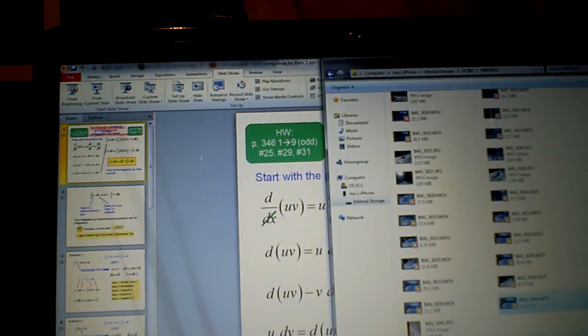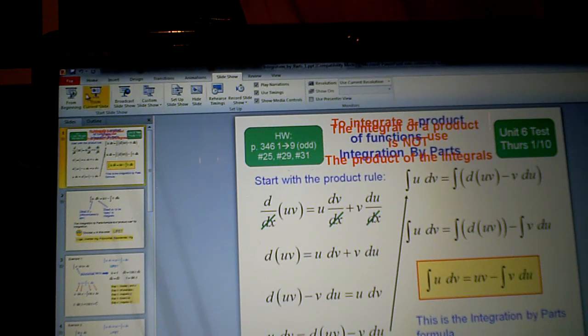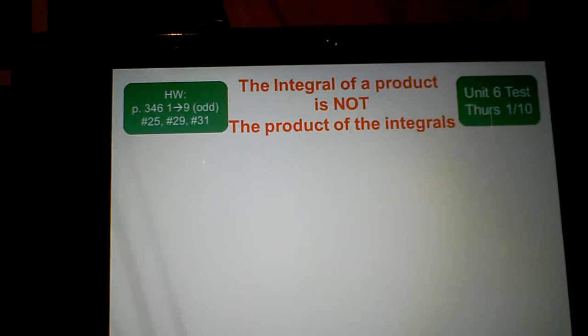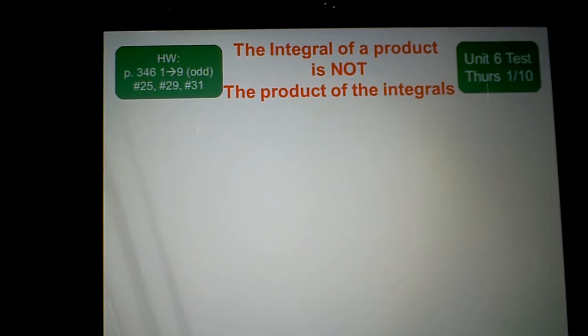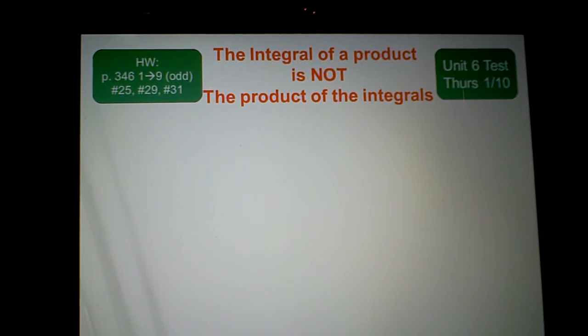So I hope you got to go out and have some fun today as well. But it is time for integration by parts. As I told you in the email, you will have a book assignment for tonight. It's there on the screen. And our unit test is on Thursday, the 10th. I think I said the 6th in the email, but I meant the 10th. Sorry about that.